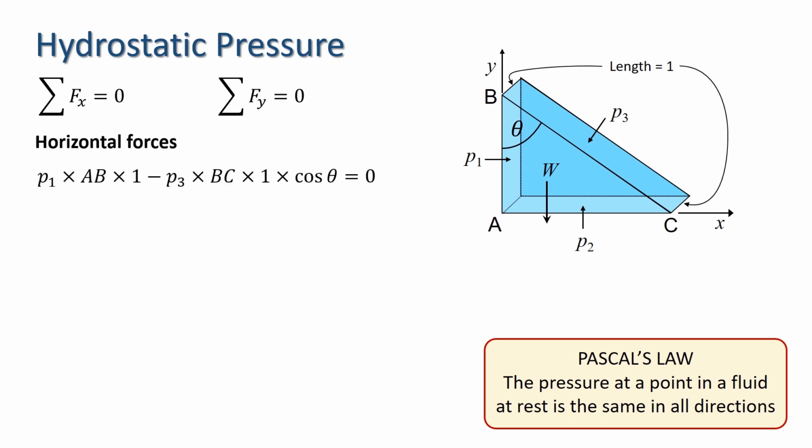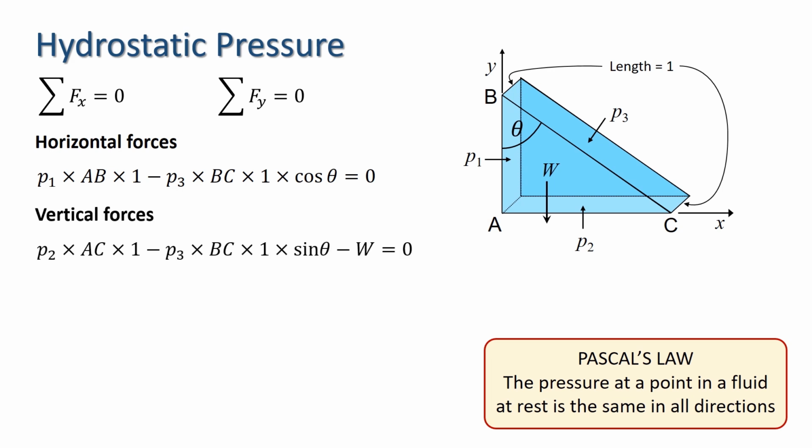Well, we have P1 times AB times 1, which is the force on the left-hand face, and minus P3 times BC times 1, which is the force on the diagonal face, times cos theta, which resolves that force in the horizontal direction. Turning to the vertical forces, we have P2 times AC times 1, which is the force on the bottom face of the prism, minus P3 times BC times 1, which again is the force on the diagonal face, but this time times sine theta to resolve in the vertical direction, and minus W, which is the weight of the fluid in the prism of water.